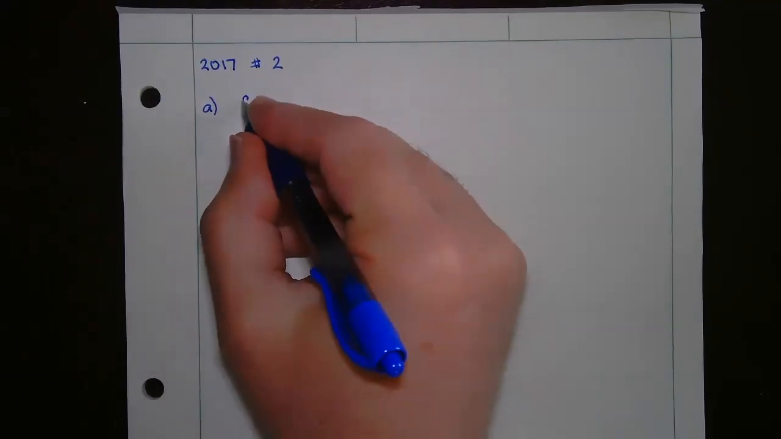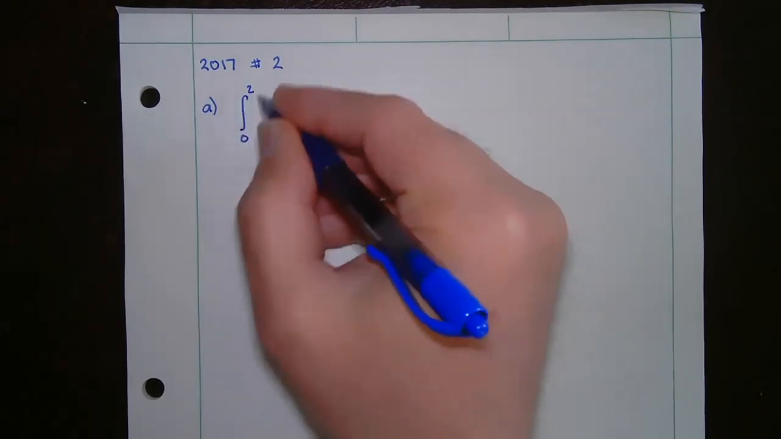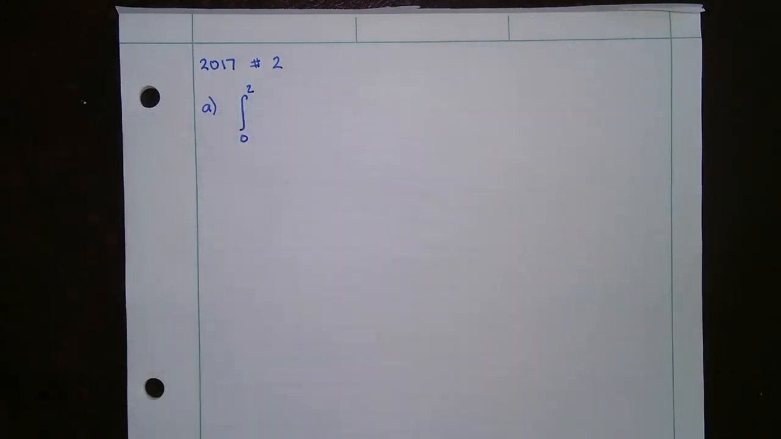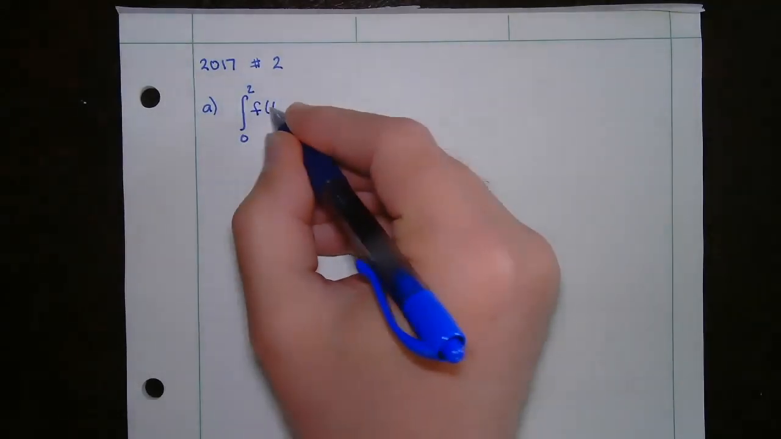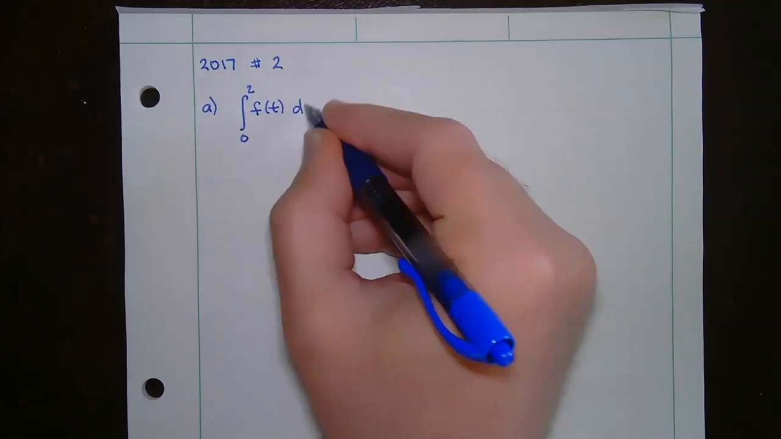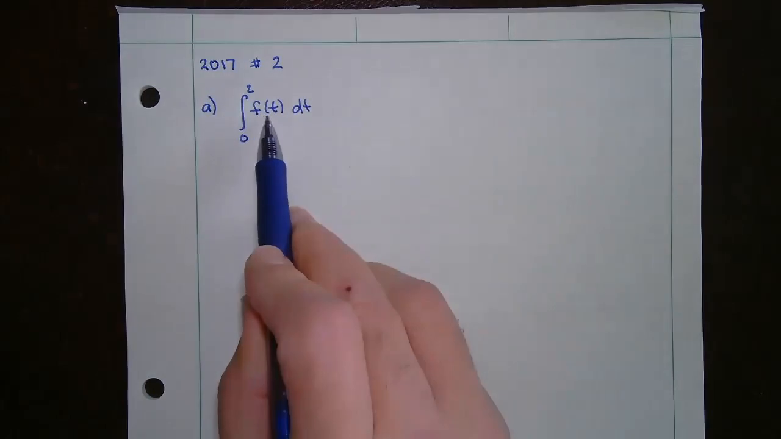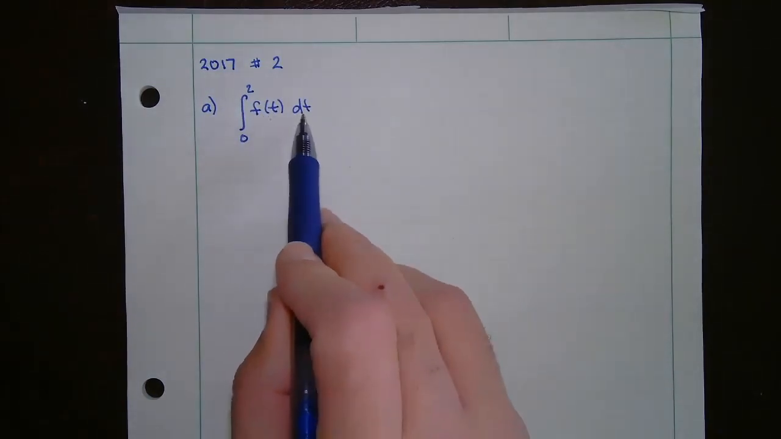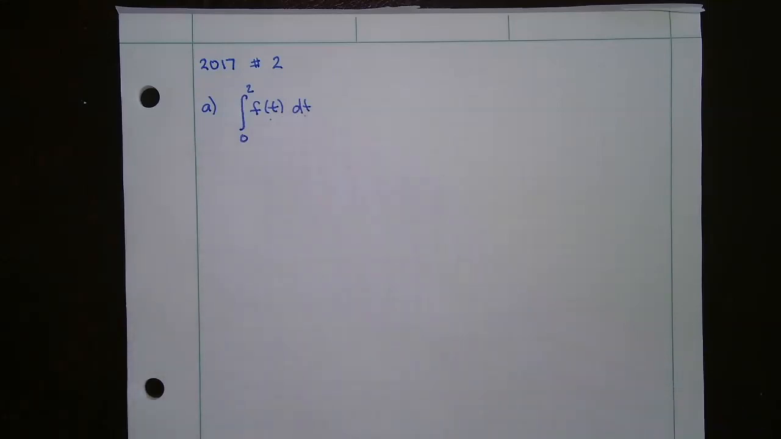So we're going to want to integrate for part A. We want to integrate from 0 to 2 because that's the first 2 hours, and we want to integrate the rate at which the bananas are being removed from the display stand. So that would be f of t, because that's the rate at which they're being removed, and then dt. Think about this: f of t is pounds per hour, and then we're multiplying by hours, so that's going to give us the pounds of bananas that were removed.